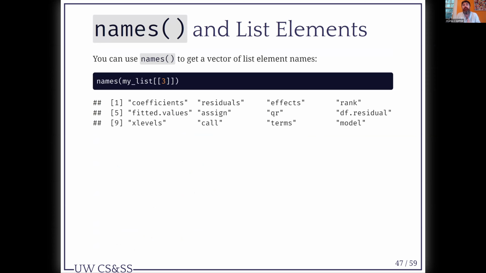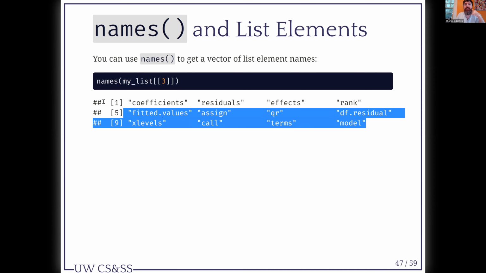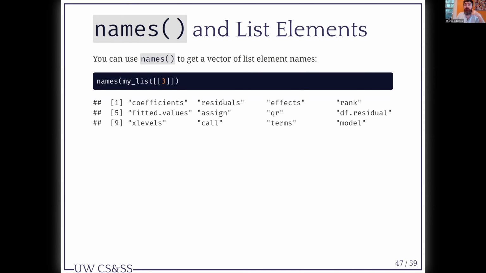So you can use the names function on a list, and it will give you a vector of all of the element names in it. This should look familiar because we've used names on data frames before, because data frames are actually a list, and we were doing this exact operation. So we can see my list 3, which is that linear regression, has all of these different elements in it, which we could access by name.